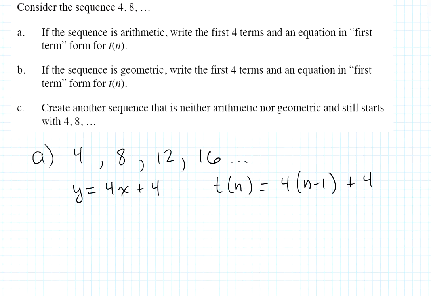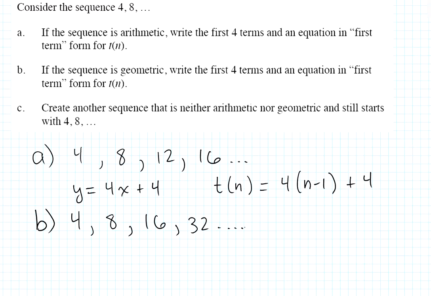So for B, if I was going to write down the first 4 terms, the first one would be 4, and then I go to 8. But what I'm doing now is I'm not adding 4 each time. If it's geometric, I'm doubling. So when I double 8, I'm at 16, and when I double again, I'm at 32. So there's my first 4 terms if this is a geometric sequence.